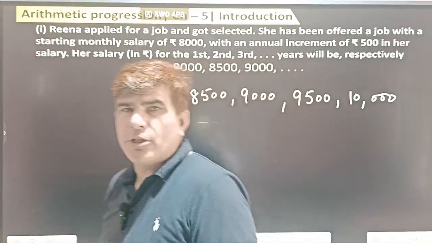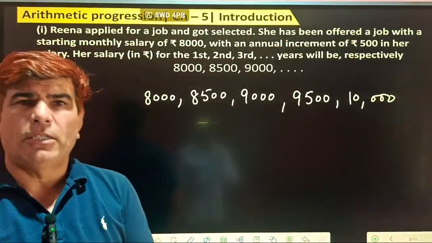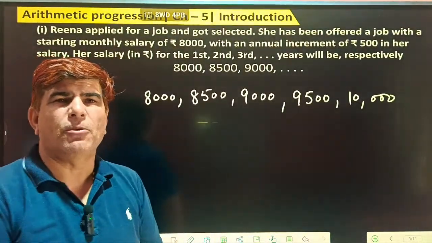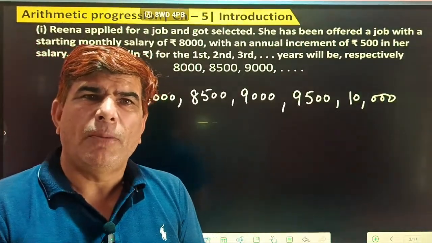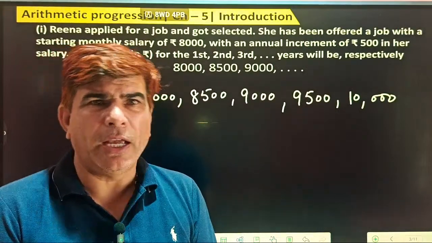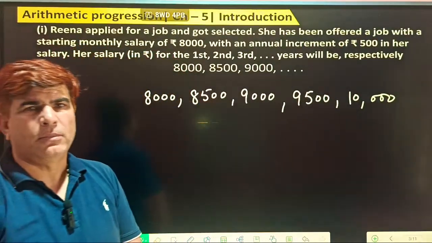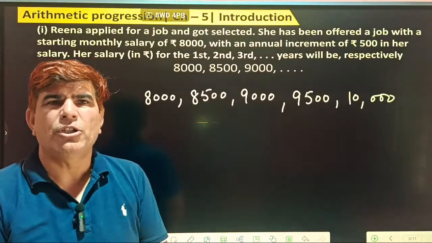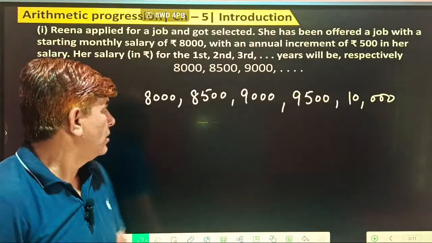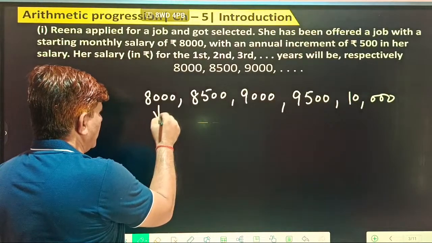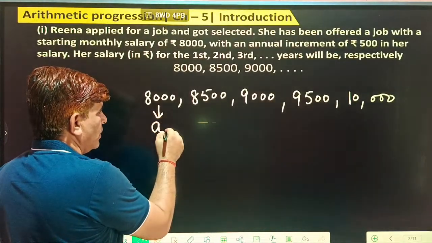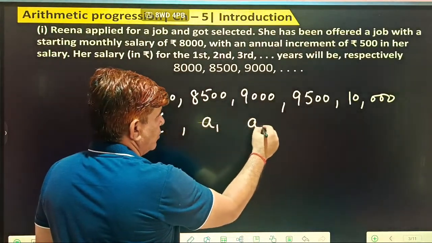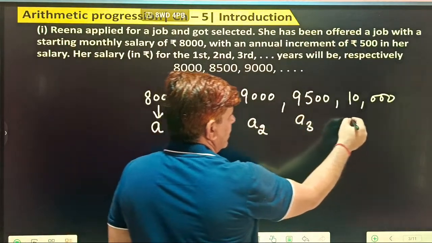So this is also a sequence. Easily, we have to add 500 in each. But this type of sequence is known as AP, arithmetic progression. Here, the difference between the succeeding term and the preceding term is always equal, always the same. Understood? First term is always denoted by A. This is A1, A2, A3, A4.